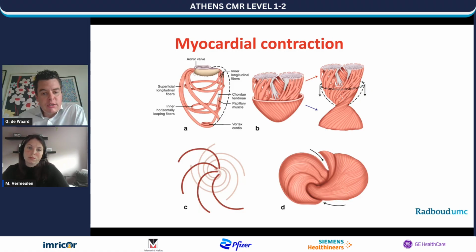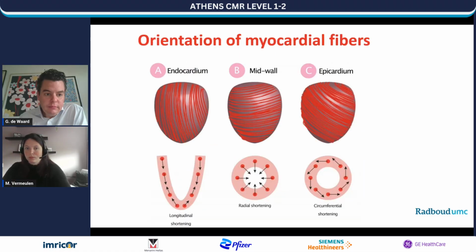What's important to realize is that the myocardial fibers are orientated in such a way that the myocardium gets this twisting contraction, where there are superficial longitudinal fibers, inner horizontal fibers, and inner longitudinal fibers. That's leading to that nice twisting motion that you can, I think, better appreciate with CMR than you can typically see it with echo. Next slide.